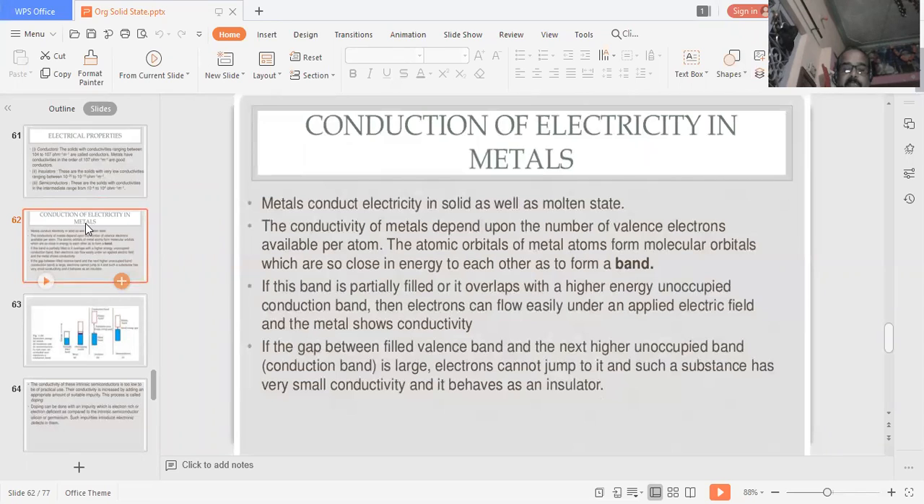If this band is partially filled, or it overlaps with a higher energy unoccupied conduction band, then electrons can flow easily under an applied electrical field and the metal shows conductivity. If the gap between the filled band and the next higher unoccupied band, the conduction band, is large, electrons cannot jump to it, and such a substance has very small conductivity and behaves as an insulator.